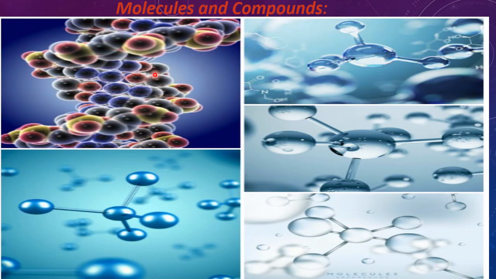Molecules and compounds, here are some examples. This is a DNA molecule that is found in all cells of living things. This is CH4. This is again CH4. This is something else, again a molecule of a compound because its atoms are different.